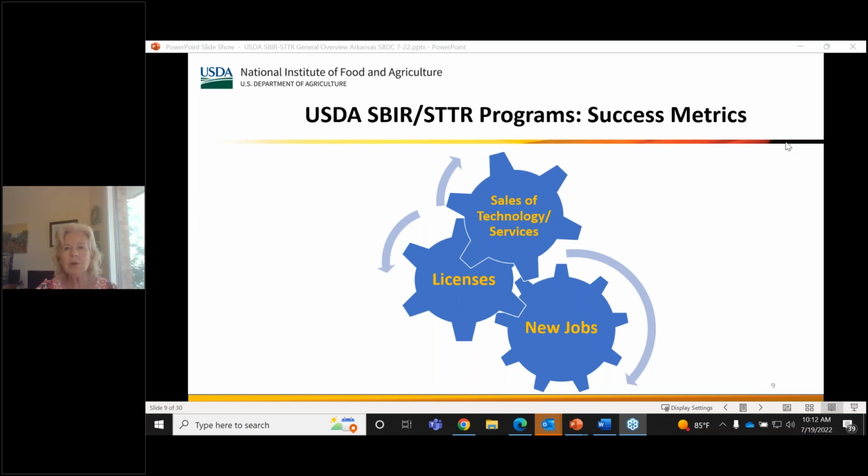So these are some key metrics for SBIR, STTR success. Of course, the sales of the innovation, the scientific innovation and/or technology, is a key success metric. Also licenses: if the innovation or technology is licensed, that is another success metric. And new jobs created, of course, is another important metric.